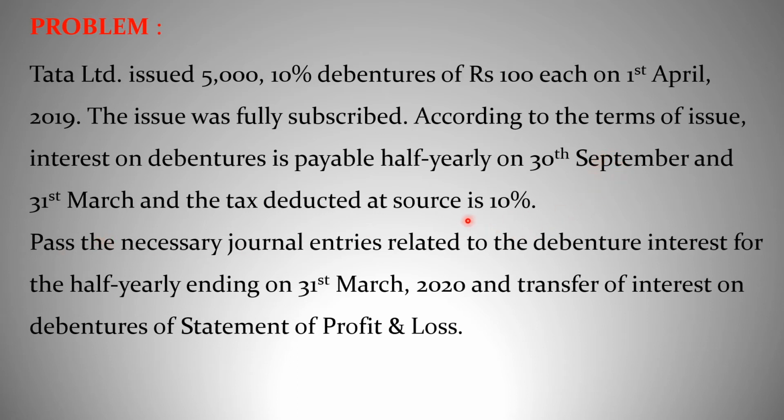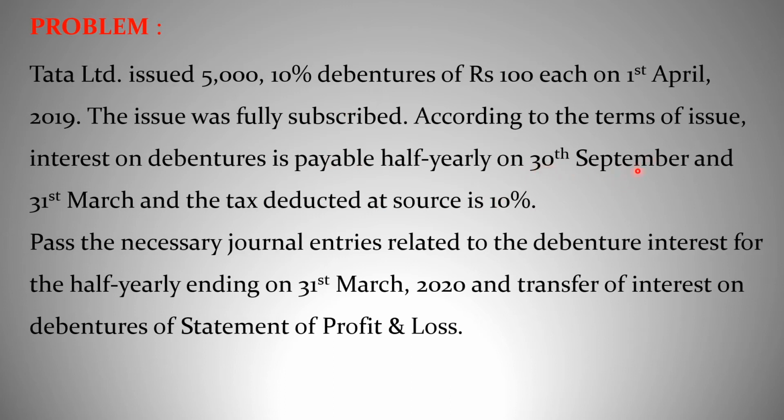But at the time of paying, the company has to calculate the tax, that is TDS. After deducting TDS, the remaining part will be paid to the debenture holder. So in a very simple way, we calculate the total nominal value and then the interest on debentures: 5 lakh at 10% comes to 50,000. Now on 50,000, if you calculate tax at 10%, that is 5,000.